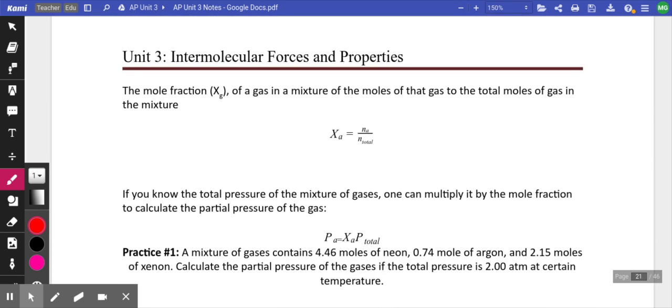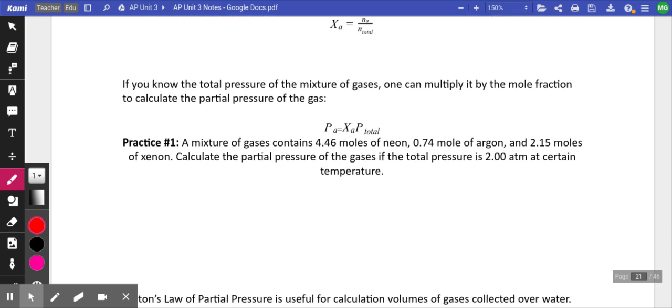I can also calculate this using a mole fraction. If I know the number of moles of each gas in a mixture, I can determine this mole fraction, which I signify with this capital X here. The subscript on that X is going to be the identity of the gas that I'm looking at, so it's going to be the chemical formula of that gas. And the mole fraction is a ratio of the number of moles of the substance that you are studying over the total number of moles of gas in the mixture. That's how I calculate the mole fraction for each of these substances.